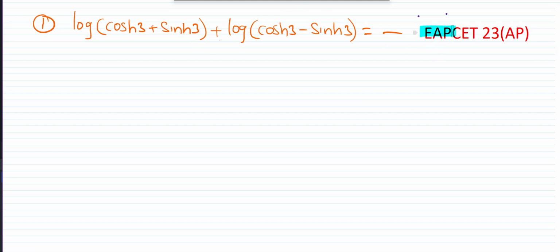This is an AP EAPCET question. Log of cosh 3 plus sinh 3 plus log of cosh 3 minus sinh 3 is equal to dash. This is the question.